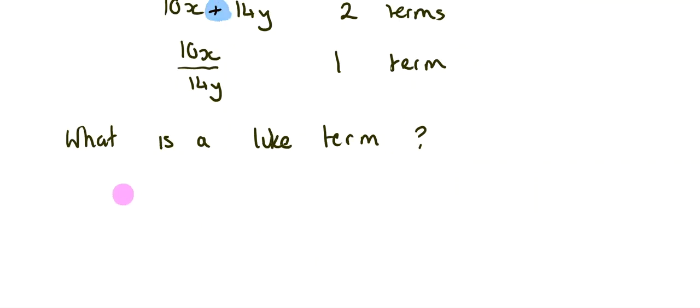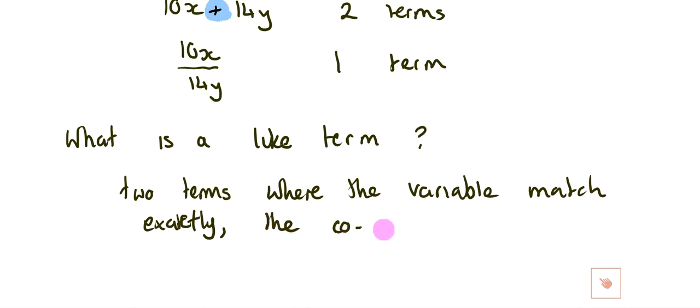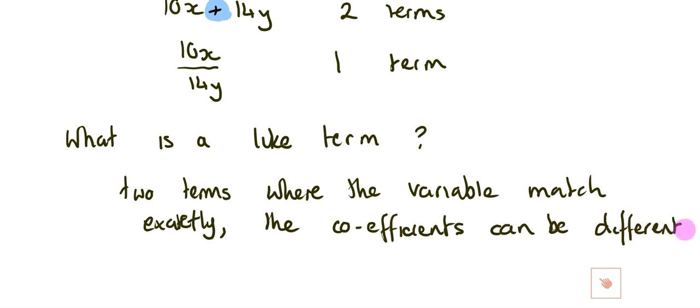So a like term is, let's say, 2 terms where the variables match exactly. The coefficients can be different. What's that word I've just used there, the coefficients? What do you think that refers to? The numbers, okay.